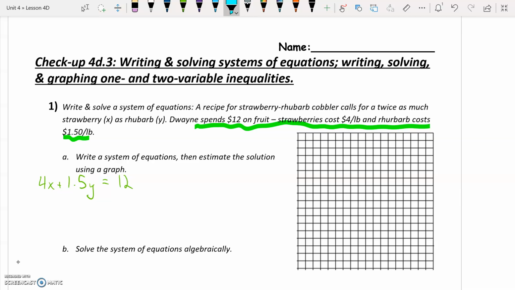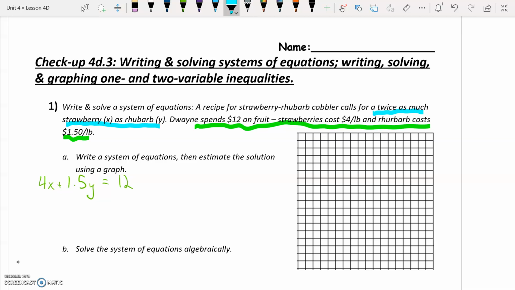And so a little context, rhubarb, super sour but delicious. Strawberries, super sweet. And so usually there's just a little bit of rhubarb in strawberry rhubarb compared to the amount of strawberries. So where it says the amount of strawberries is twice as much as the amount of rhubarb, that means if you had, let's say, a pound of rhubarb, you would have 2 pounds of strawberries. If you had half a pound of rhubarb, you would have 1 pound of strawberries.